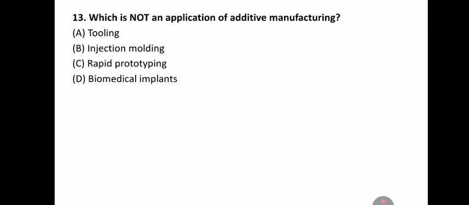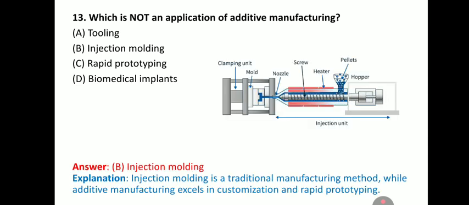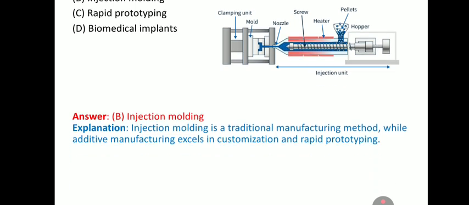Next question, which is not an application of additive manufacturing? The answer is injection molding. So here you can see the process of injection molding. Here the options were tooling, injection molding, rapid prototyping and biomedical implant. So out of these, injection molding is not an application of additive manufacturing.